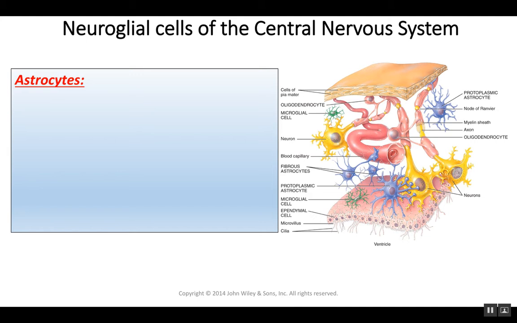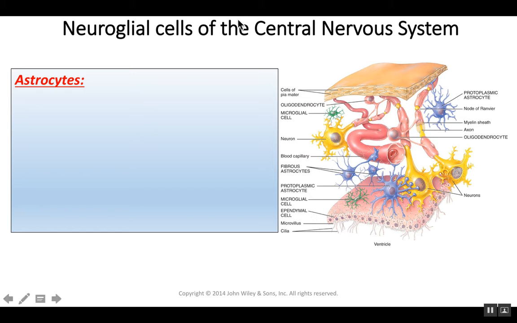Each of them has a different appearance, so a lot of times we look at a nice artistic drawing to look at their different shapes and maybe how many processes they have and what those processes might do for that cell. So we're going to refer to that picture a little bit and then go down the 6 neuroglial cells, 4 of them being in the CNS. We're going to do those first. So there's 4 neuroglial cells in your central nervous system, and then there are 2 types of neuroglial cells in your peripheral nervous system.